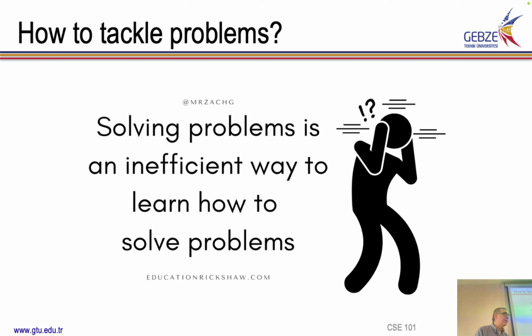So preparing for YKS is not a good way to prepare for YKS. It is a very difficult way to learn something by solving the questions. You have to learn something first, then solve the problem. So solving problems is an inefficient way to learn how to solve problems, because you may keep doing the same mistake.